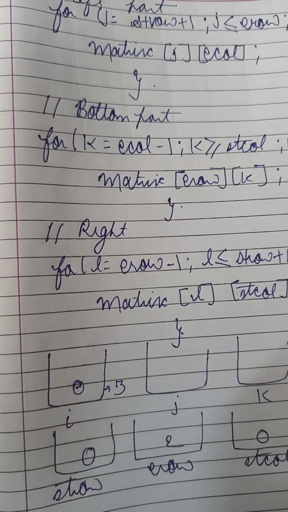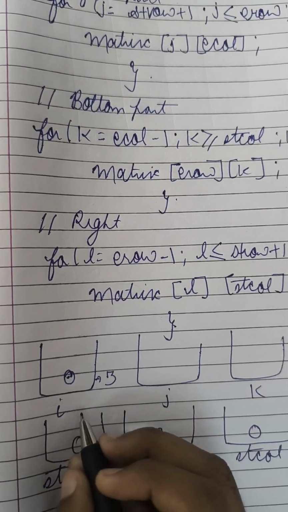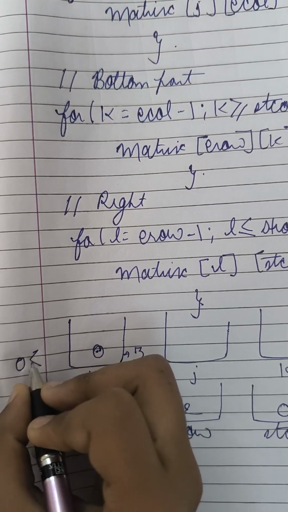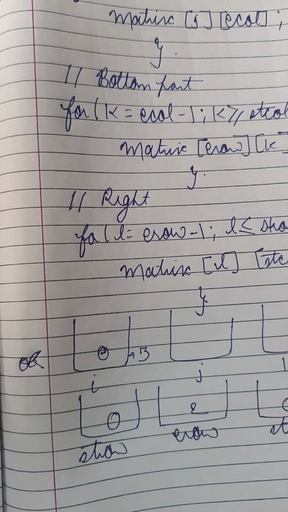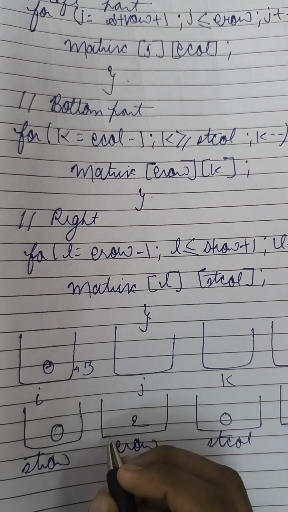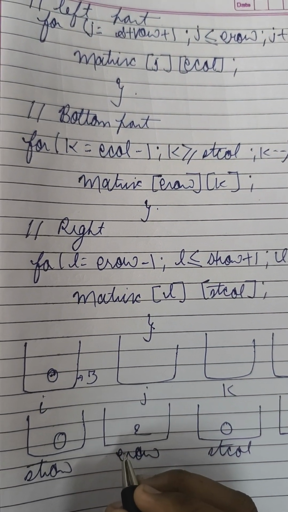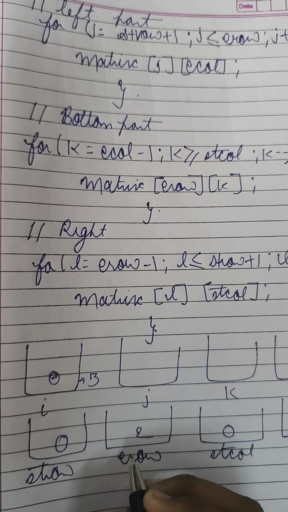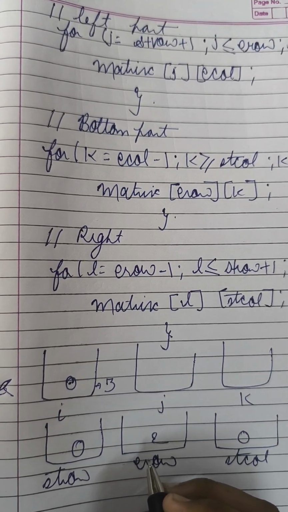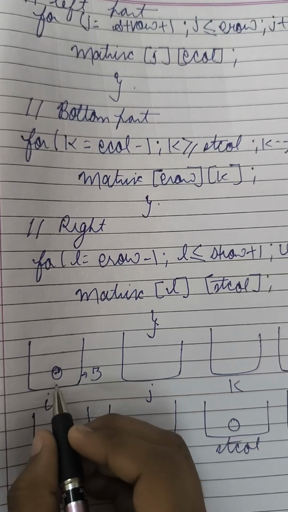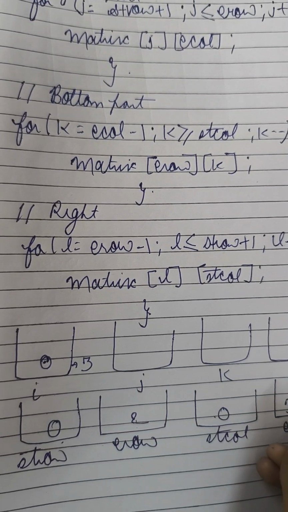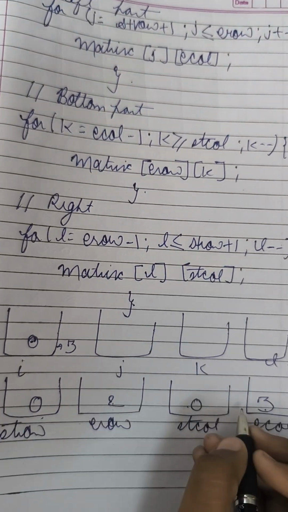So 0, 1, 2, 3, these elements are going to be printed. According to the given condition, for applying the while loop, it should pass while the starting row is smaller than or equal to the ending row, and the starting column is smaller than or equal to the ending column. Yes, so it passes the while loop.